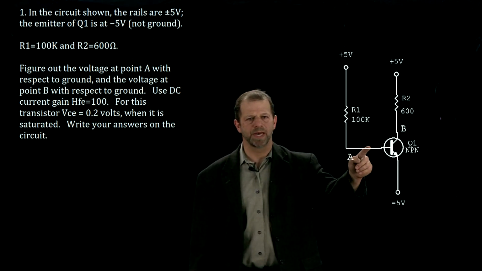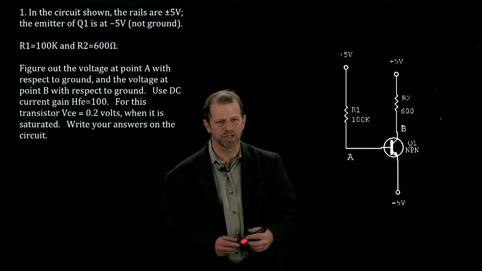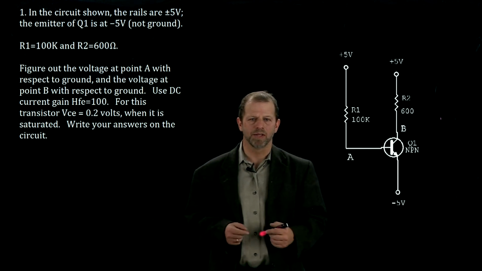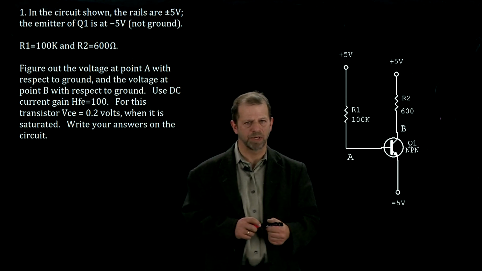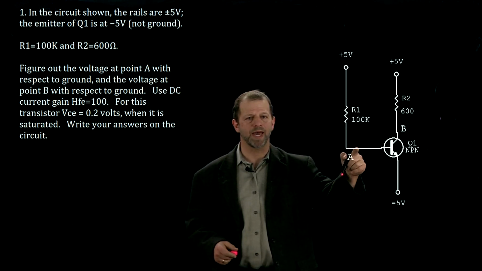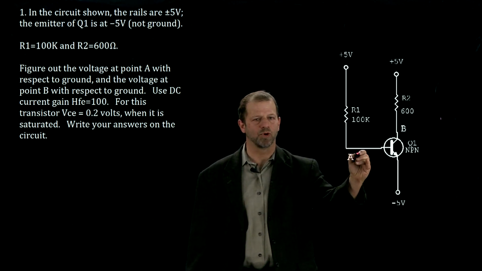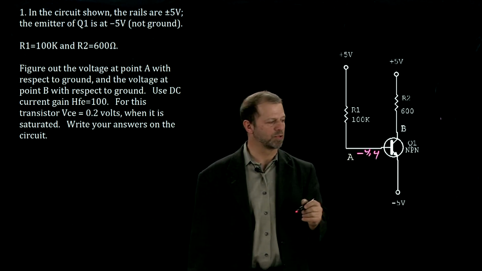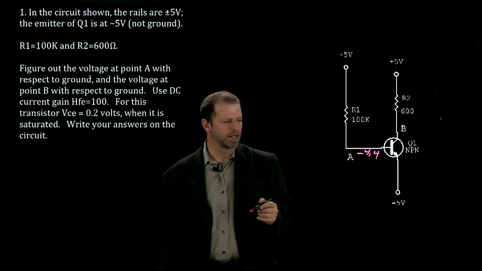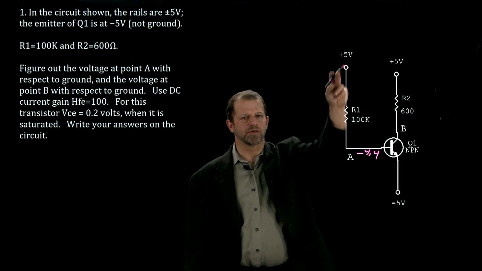You remember that the base to emitter connection is as if there were a diode, and that means that if this is conducting from base to emitter, there will be a 0.6 volts difference between them, just like a regular silicon diode. So that makes this point, point A, not plus 0.6, but rather minus 4.4, because that is referred to the voltage of the emitter instead.